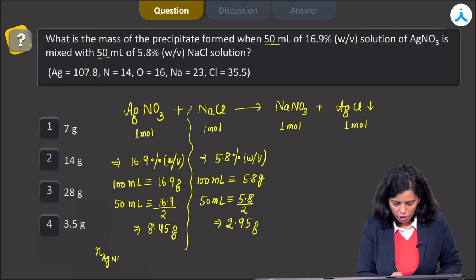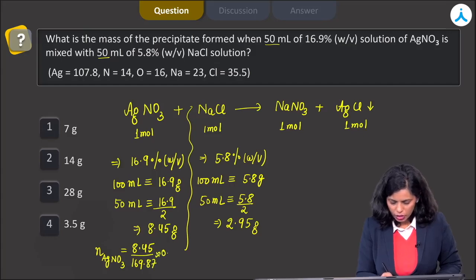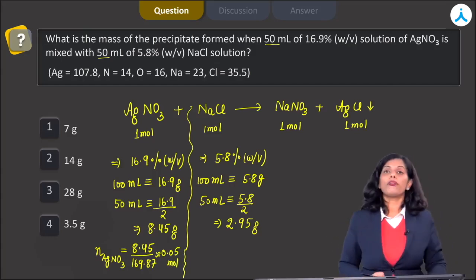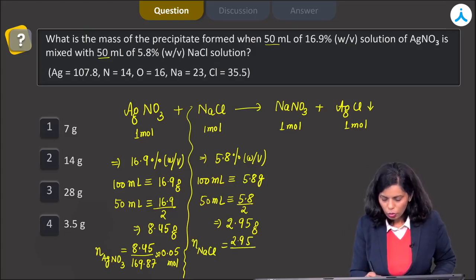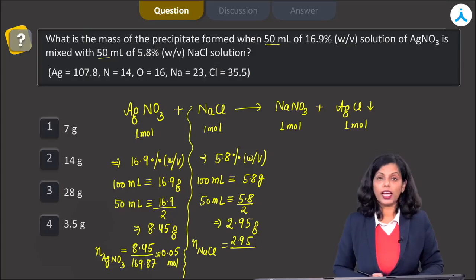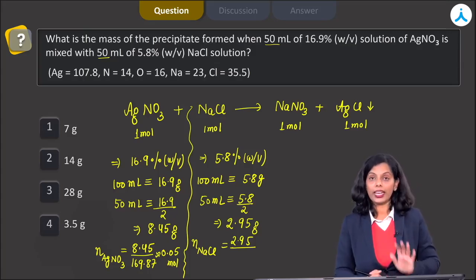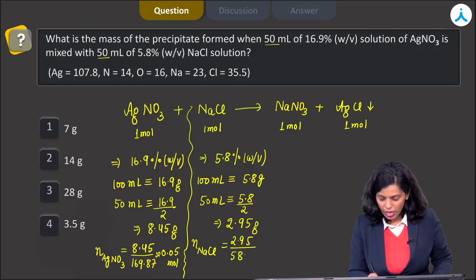Okay. Now, if you need to find out the moles, moles are indicated by n. Moles of AgNO3 would be 8.45 divided by 169.87, the value is nearly 0.05 mole. Clear? The moles of AgNO3 you calculated. In the same way you can calculate the moles of NaCl as well. Mass you have 2.95. AgNO3 has the molar mass 169.87. In the same way NaCl has the molar mass 58.5. Right? Now, this would be equal to 0.05 mole.